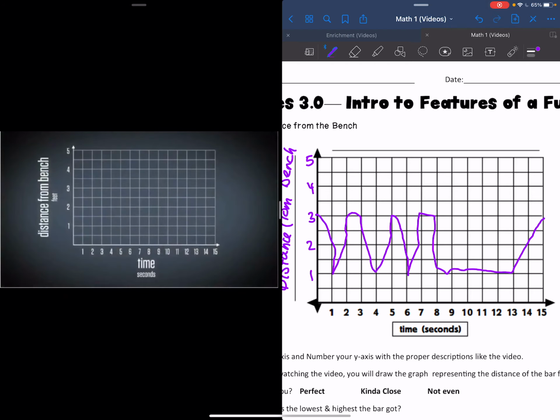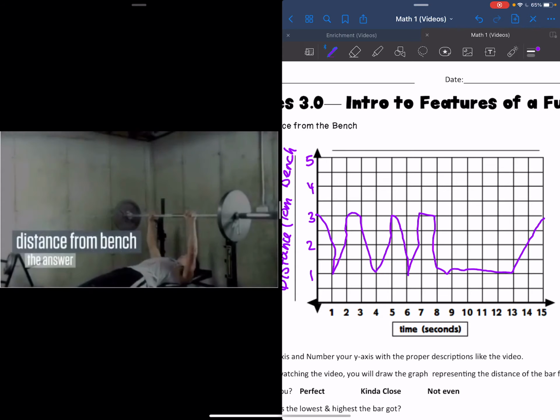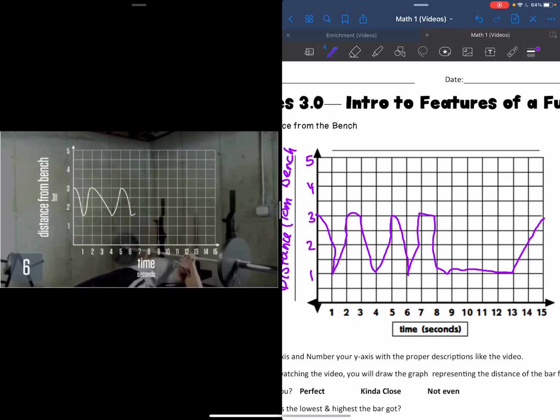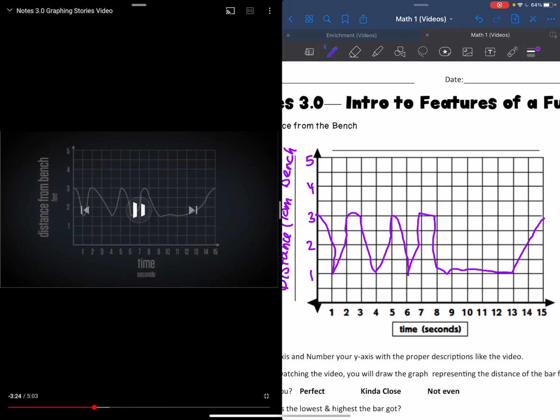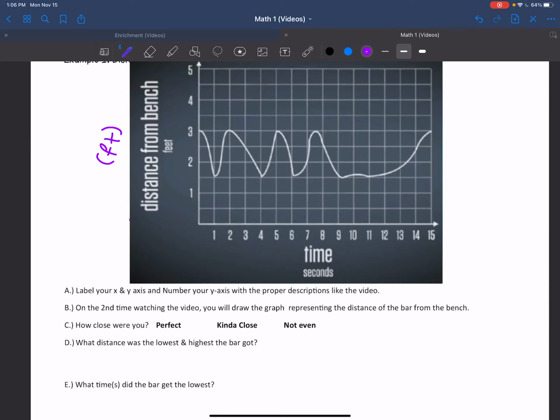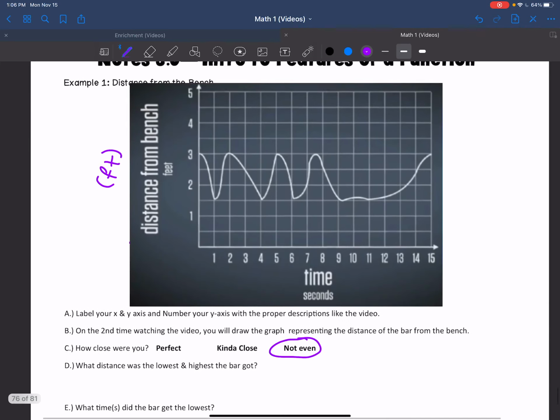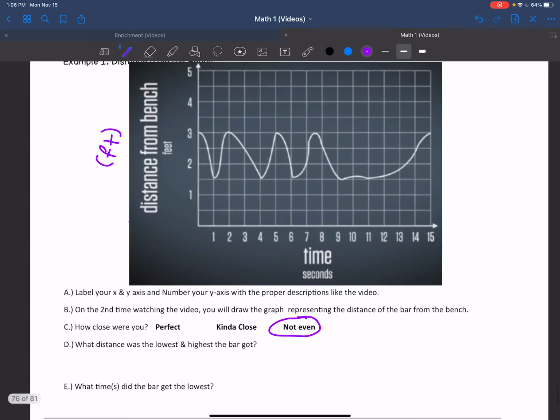Okay, so here's my graph you can see on the right here. But on the left, they're actually going to give us the answers. So let's see how well you did. Okay, so this is the graph that we are going to be using. Let me adjust my graph so that it matches. Okay, so my graph wasn't even close. So I took a picture from the video.